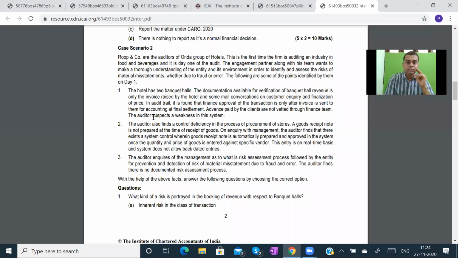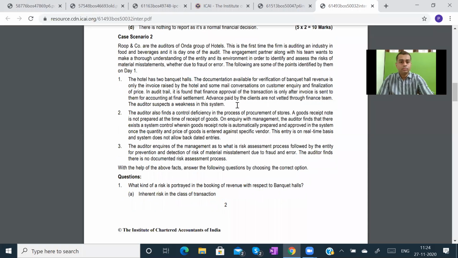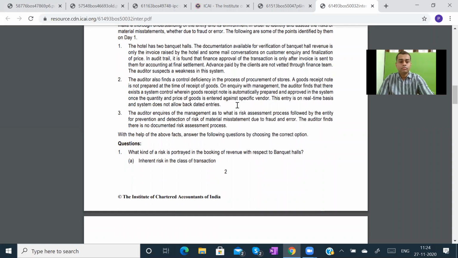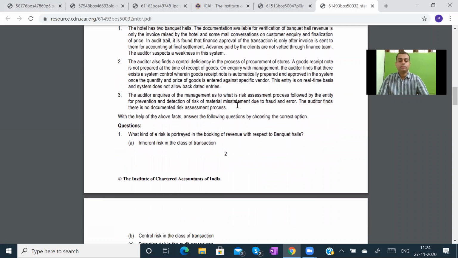Question one, portion 1. The hotel has 2 banquet halls. The documentation available for verification of banquet hall revenue is only the invoice raised by the hotel and some mail conversations on customer enquiry and finalization of price. In the audit trail, it is found that the finance approval of the transactions is only after the invoice is sent to them for the accounting and final statement. Advance payments by the clients are not vetted through the finance team. The auditor suspects a weakness in the system.